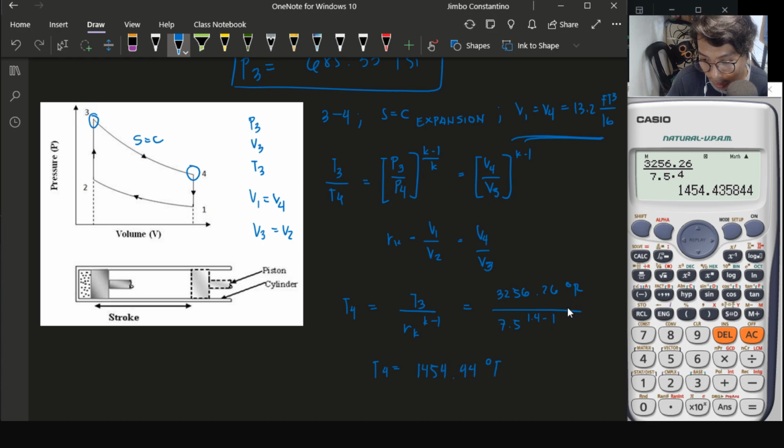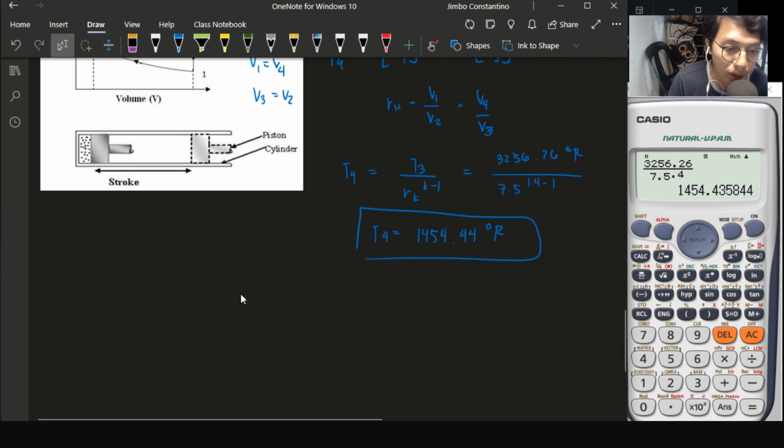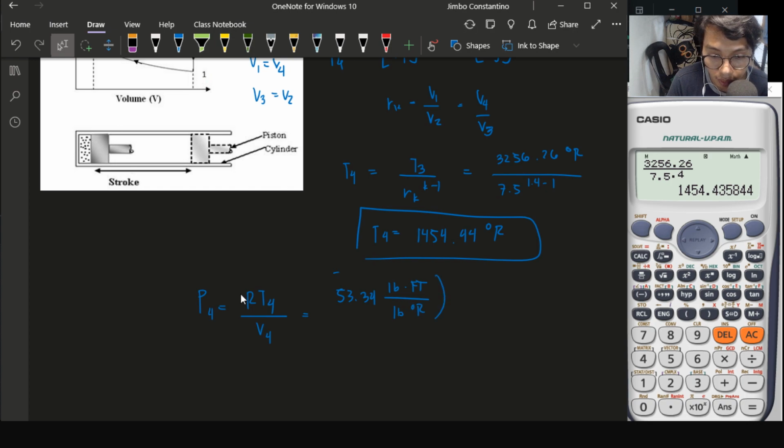1454.44 degrees Rankine. Yan na yung T4. Meron na tayong V4. O, di masolve na natin si P4 using PV = mRT equation. P4 is equal to R T4 over V4. R is 53.34 pound feet per pound degree Rankine multiplied to T4, that is 1454.44 degrees Rankine divided by V4, that is 13.2 feet cube per pound.